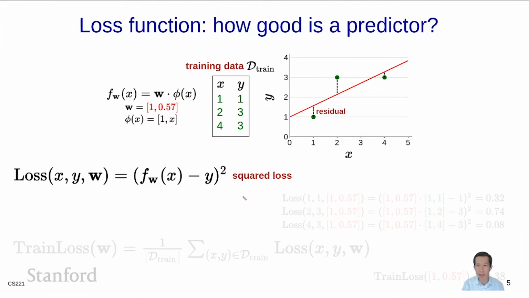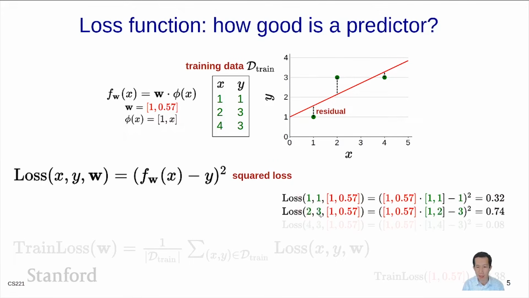So on these 3 examples, we can compute the loss. We take 1, 1, and the weight vector, we dot them together, that's the prediction. You subtract off the target, and square it, and that gives you 0.32. Second example is 2, 3, and the third example is 4, 3. Each one gives you a loss, which corresponds to the square of the length of these dashed lines.